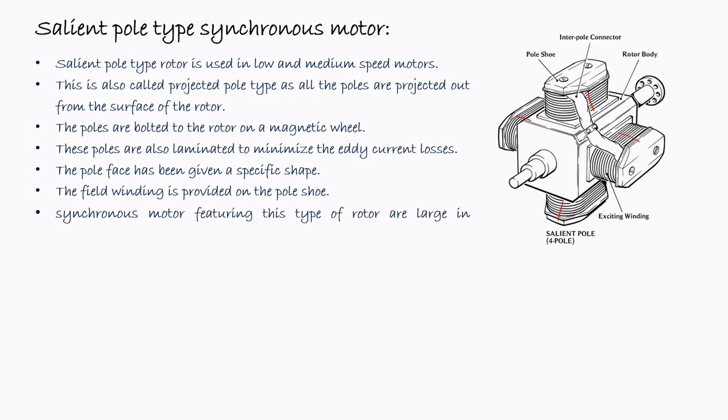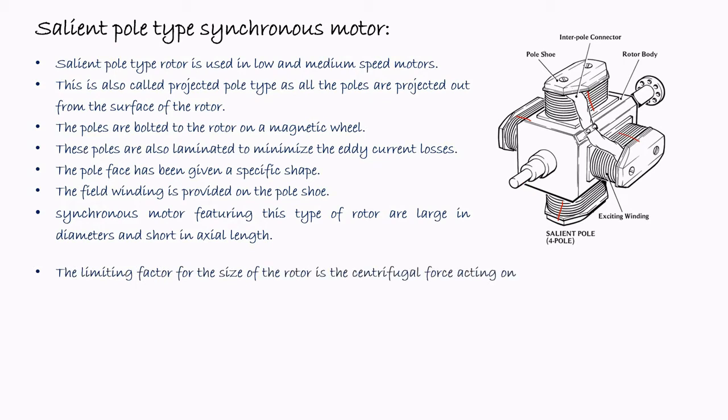The synchronous motor featuring this type of rotor is large in diameter and short in axial length, that we have also discussed in the synchronous generator. The structure of the salient type rotor is such that the diameter of the rotor is very large, whereas the axial length is very small compared to the cylindrical type rotor.